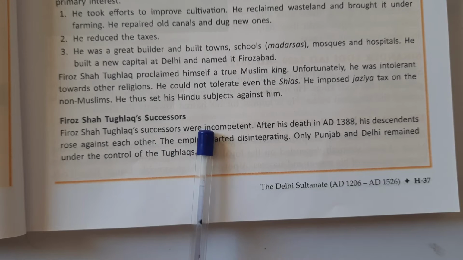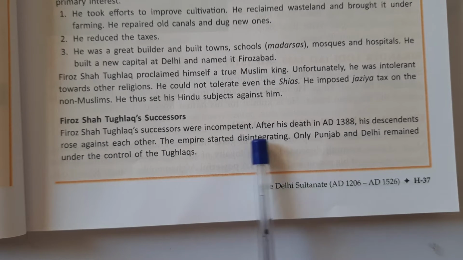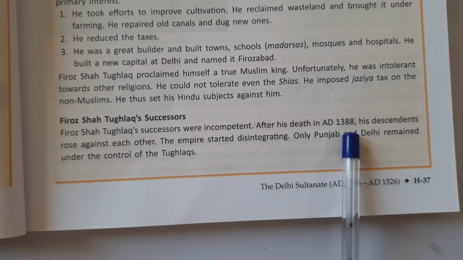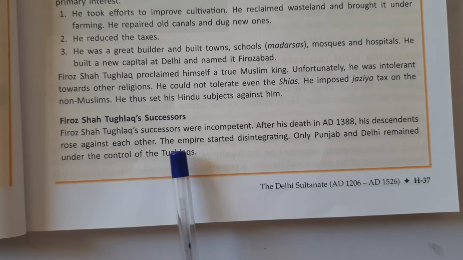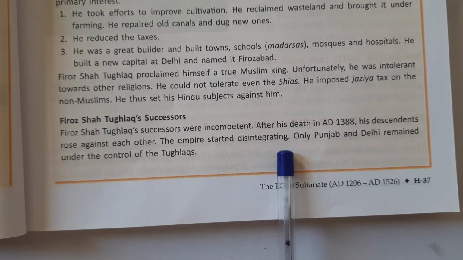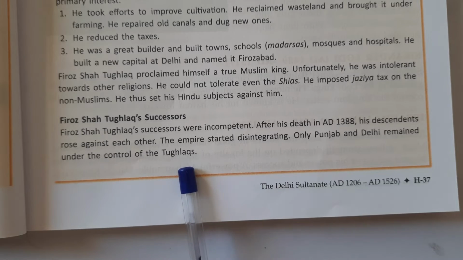Firoz Shah Tughlaq's successors. Firoz Shah Tughlaq's successors were incompetent. After his death in AD 1388, his descendants rose against each other. The empire started disintegrating. Only Punjab and Delhi remained under the control of the Tughlaqs.